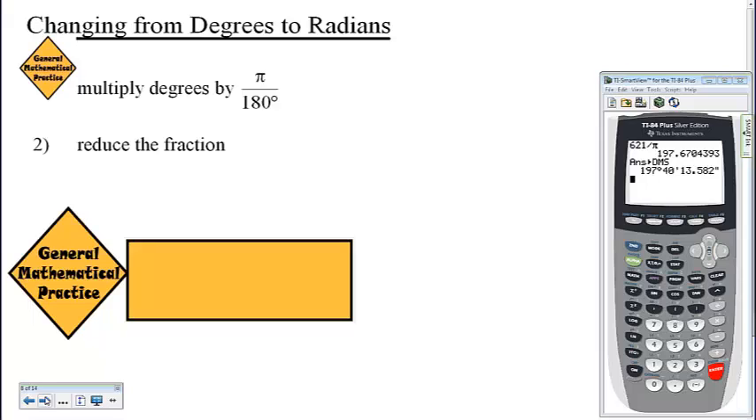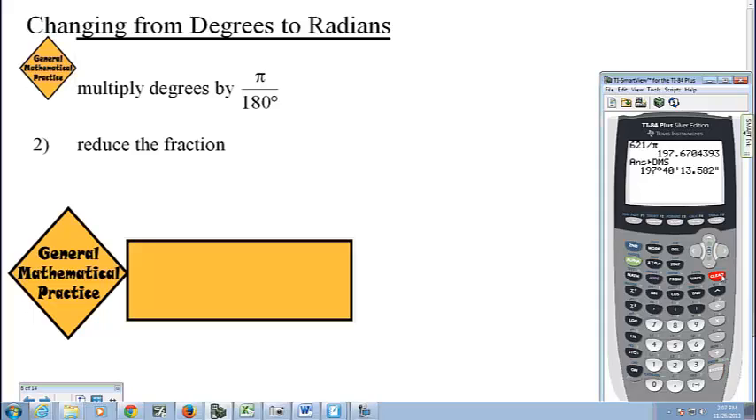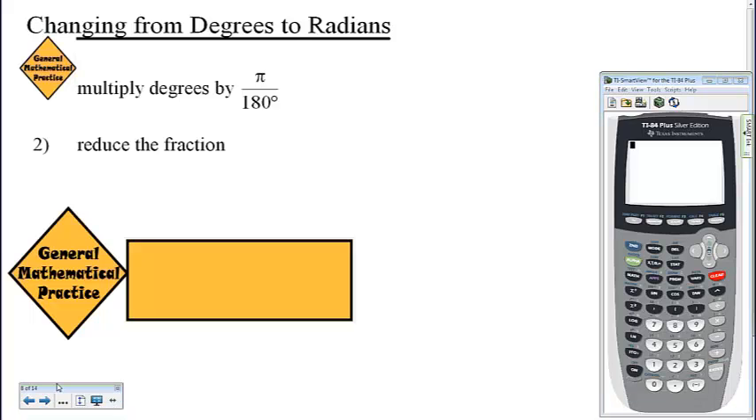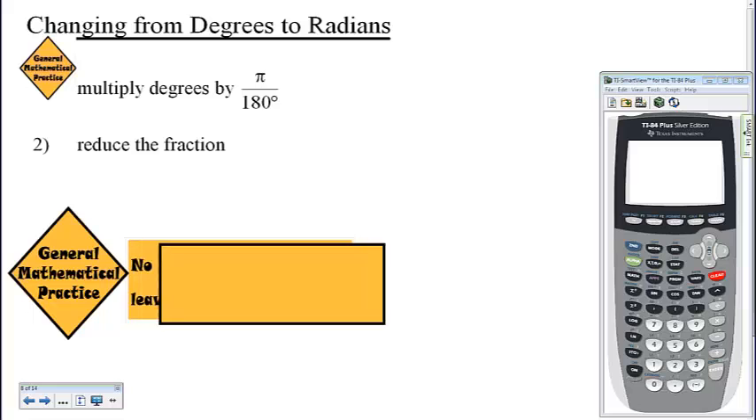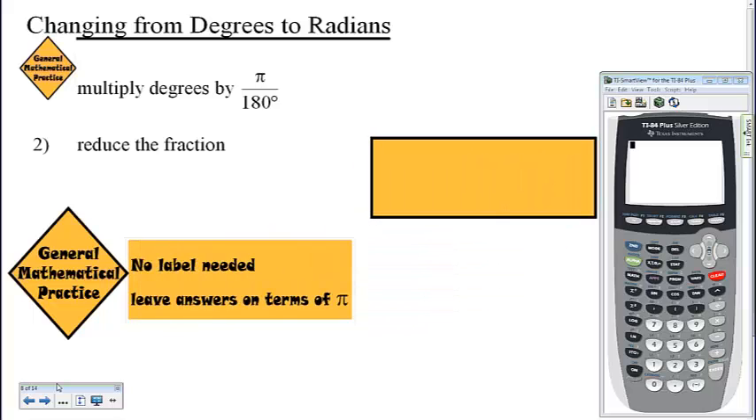When changing from degrees to radians, you're using the reciprocal that you would from radians to degrees. Multiply the degrees by pi over 180 and then reduce the resulting fraction. The resultant fraction will have a pi included with it. Now what you should note is that you do not have to estimate the value of pi, but can leave the answer in terms of pi. We'll see what this means in terms of our examples.